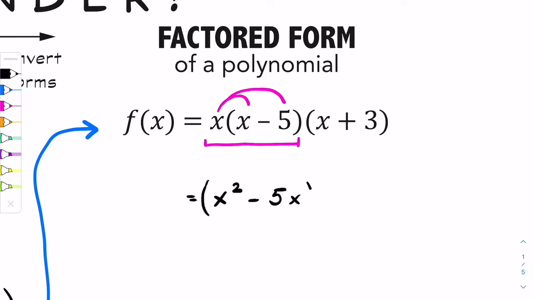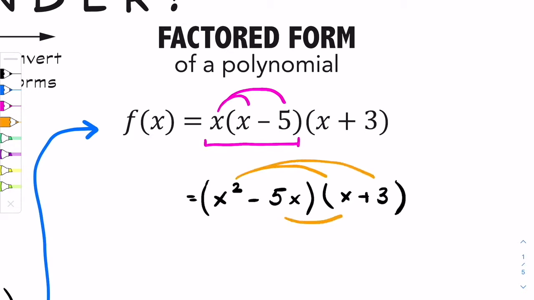I'm going to put parentheses around this because I am still multiplying it by that last factor of x plus 3. Then I'm going to distribute my first term to both terms in the second set of parentheses, and the second term to both terms in the second set of parentheses.